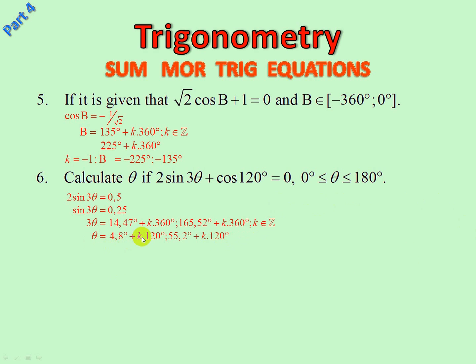So the first value I'm going to take is with K equal to 0. There we are. K equal to 1 will work as well. There we are, 124, 175. K equals 2? No, too far. Therefore, we have 4 answers.